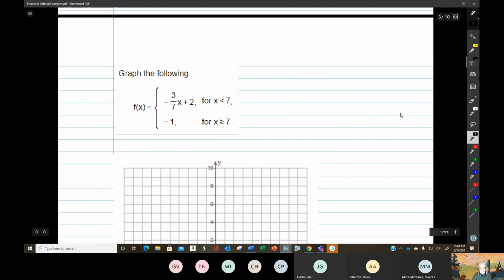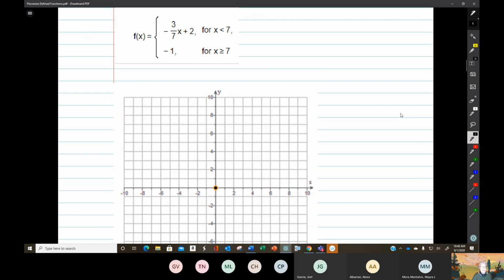Now we're going to move on a little bit. We're going to actually graph them. So let's see, I am going to have 2 lines. I think I'll make them 2 different colors. But first, I need to look at the x's where the pieces, where h of x breaks apart into pieces. That's 7. So I'm going to draw a red line up and down at x equals 7.